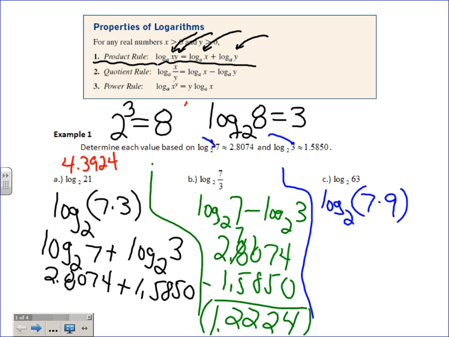I think we can all agree that 7 times 9 is definitely 63. All right? And why would you choose 7? Well, it's one of the options we have. And so now let's just break it apart and see what we can do.